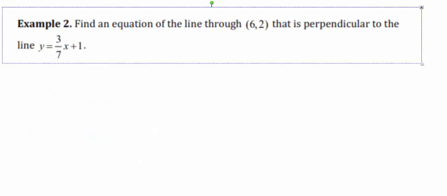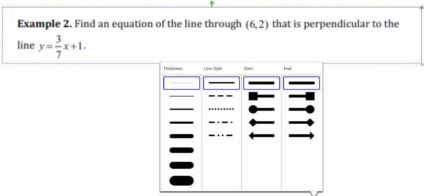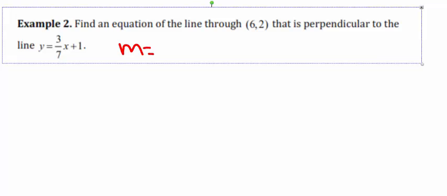Alright, so our next example here. We want to find an equation that goes through that point and is perpendicular to that line. So our slope is going to have to be the negative reciprocal, so that would be a negative 7/3. We have to flip that 3/7. So at this point you can use point-slope form or use slope-intercept form to solve for our y-intercept.